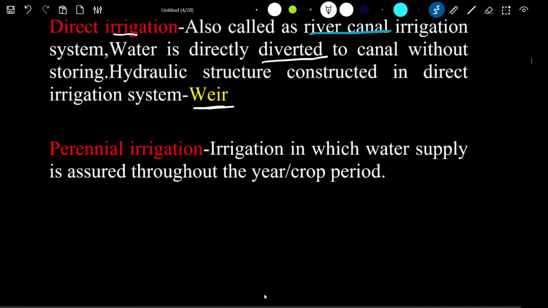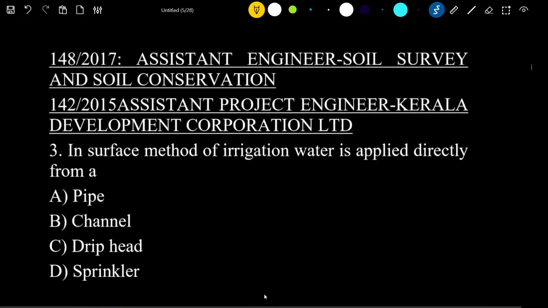Then perennial irrigation is a kind of irrigation where the irrigation water is supplied throughout the year for the crop or the crop period.